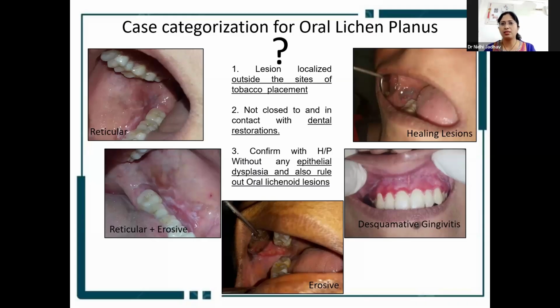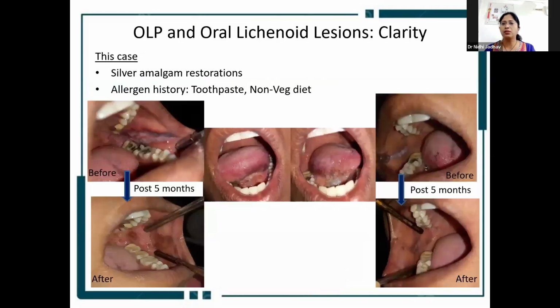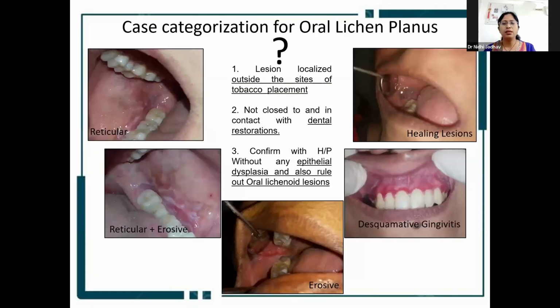Whether it is a case clinically of reticular pattern, or a combination of reticular with erosive, a purely erosive form of lichen planus, desquamative gingivitis, or are we dealing with a case of a healing lesion? So if you have categorized clinically, the next step, previous slide, is also to rule out whether this lesion is at the site of tobacco placement, because if it is a site of tobacco placement, a leukoplakic or erythroplakic lesion should be the first to come to our mind.